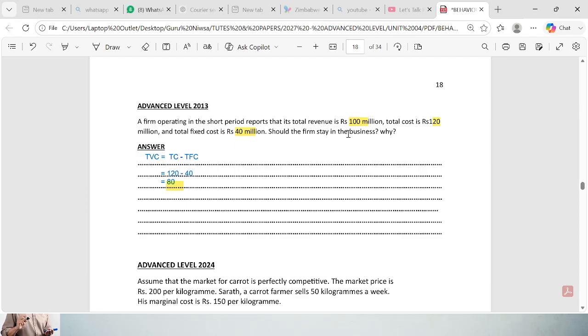Total revenue is 100 million. And you can see the firm can cover total variable cost from its revenue. Because the income is 100 million, but the variable cost is 80. After covering the variable cost of 80, they have something in excess as well. Excess how much? 20. That 20 million can be used to cover part of the fixed cost as well.